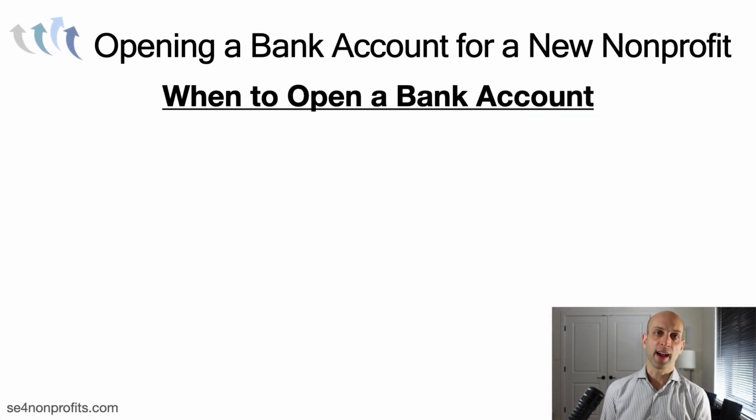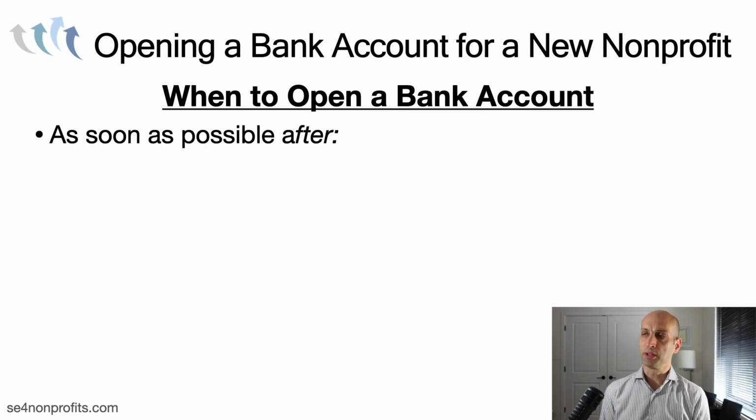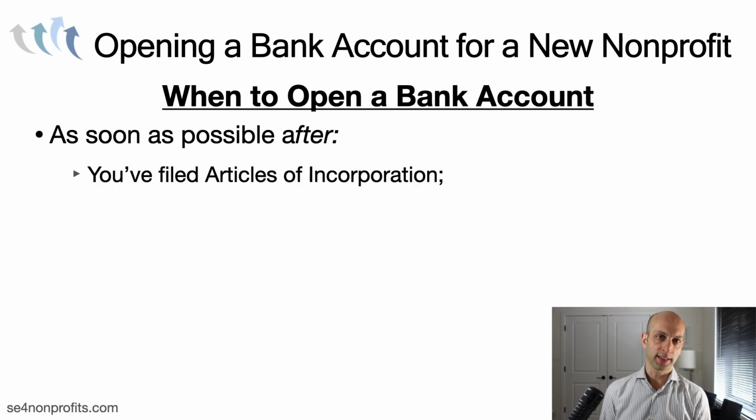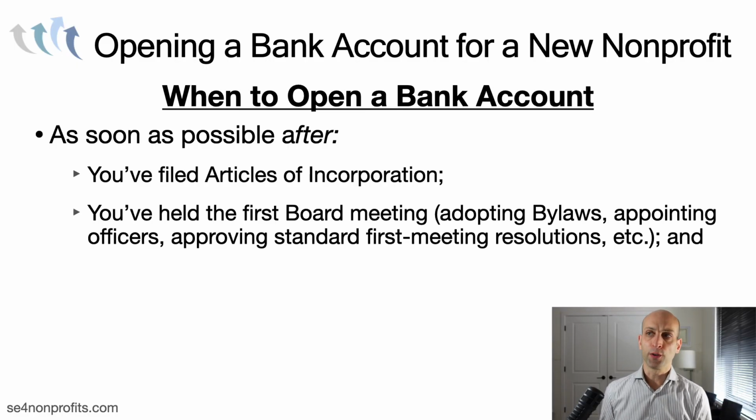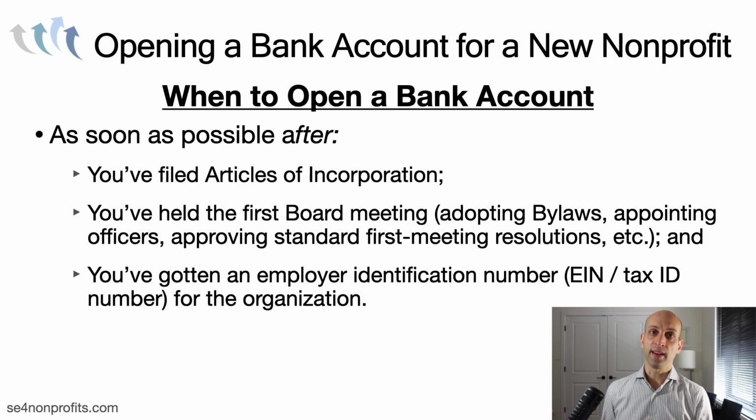When to open a bank account? In my opinion, this should be done as soon as possible after you've completed these 3 steps. First, you've filed articles of incorporation with the state because the organization needs to exist as an entity before it can get its own bank account. Second, you've held the first board of directors meeting at which you've adopted bylaws, appointed officers, and approved a set of standard first board meeting resolutions. Lastly, you will need to have gotten an employer identification number, sometimes called a tax ID number or EIN.